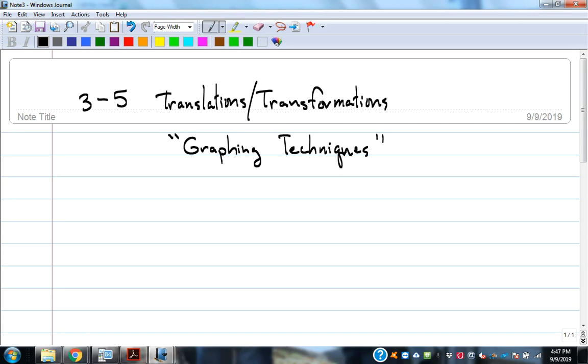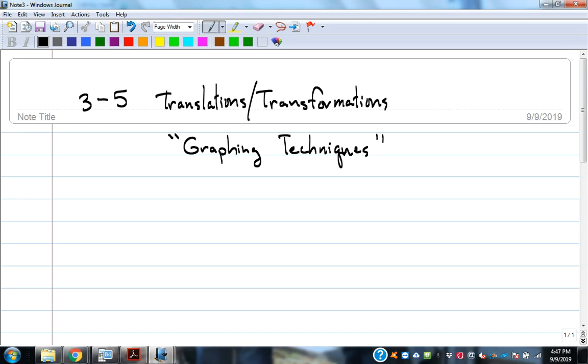But there are some techniques that we can talk about that can help you shortcut what's happening to a graph based on just some things that you see in the equation, where you don't even have to type it in to know that it's shifted the x squared graph up 4 units and to the right 6. You can look at it and tell.